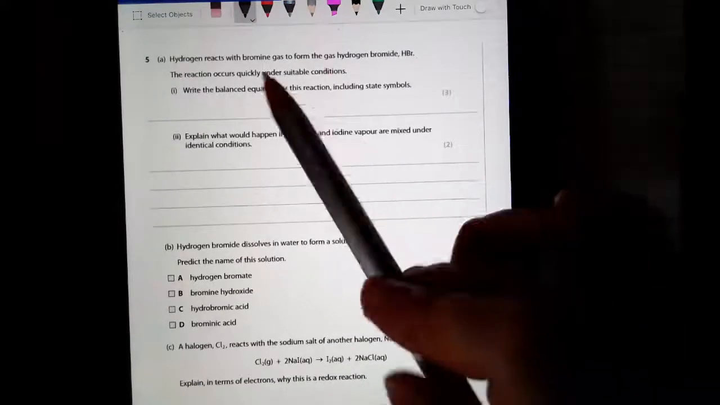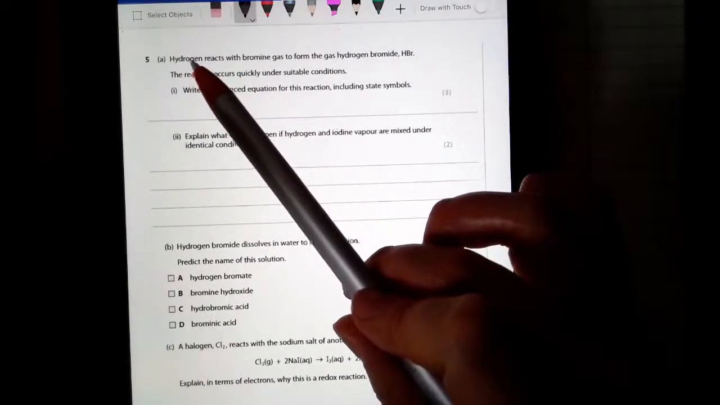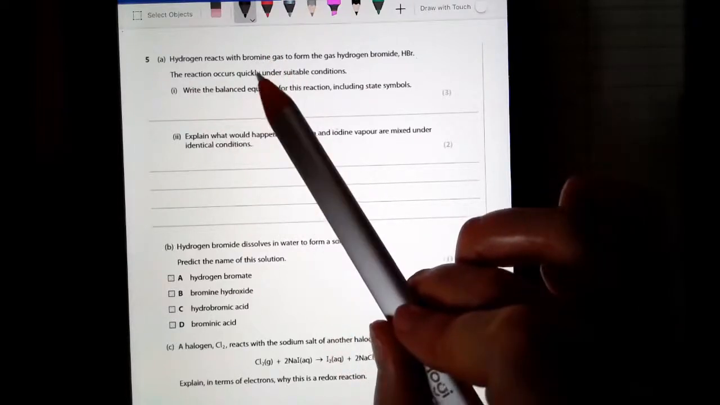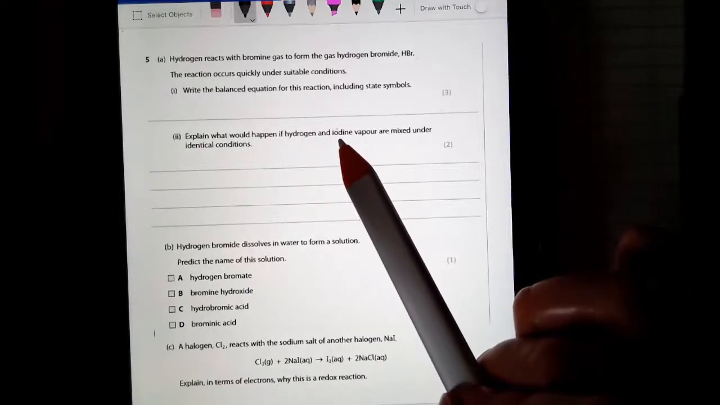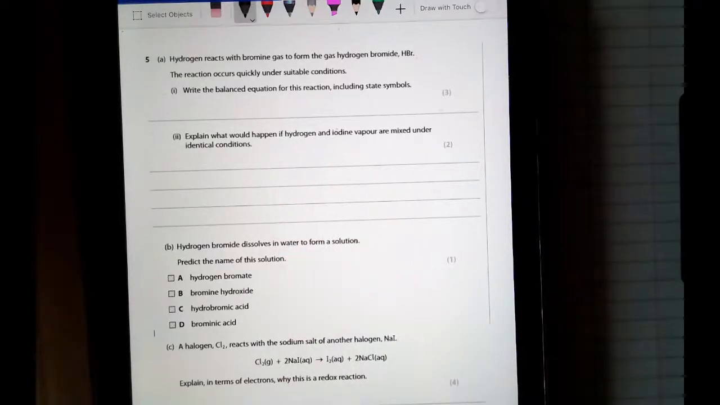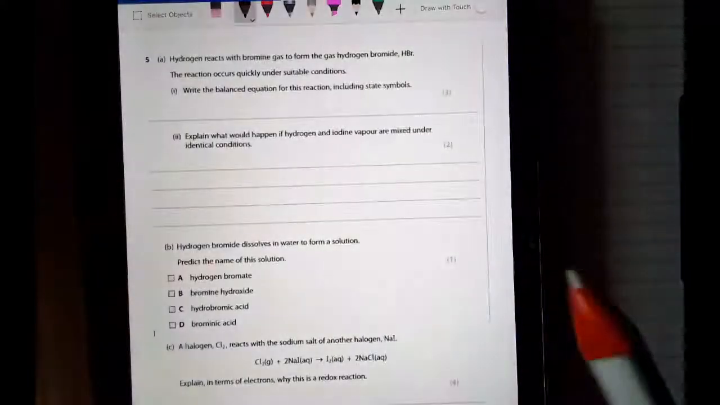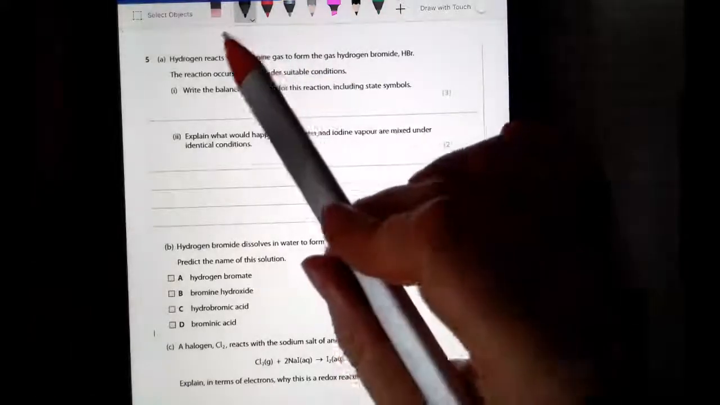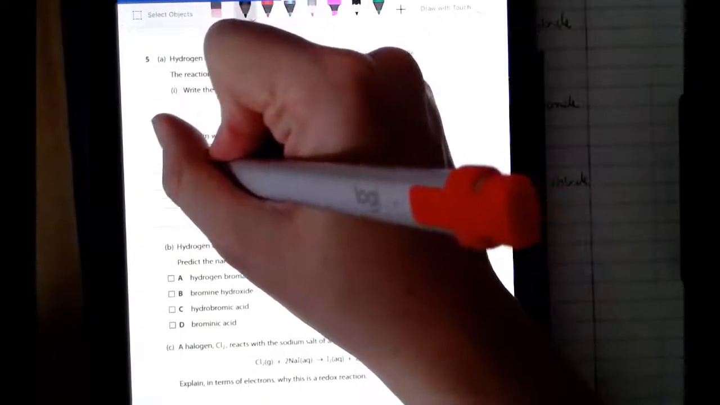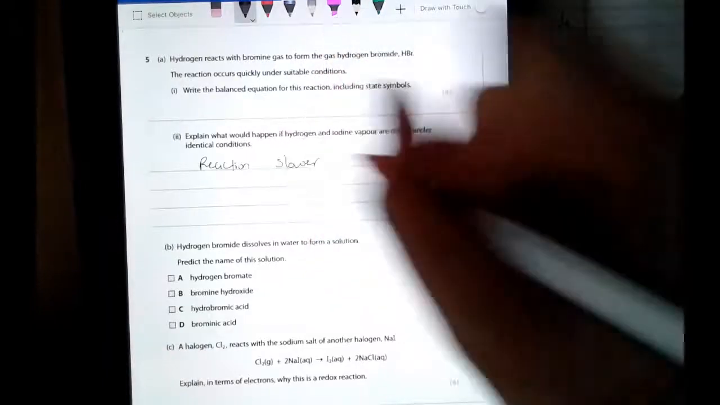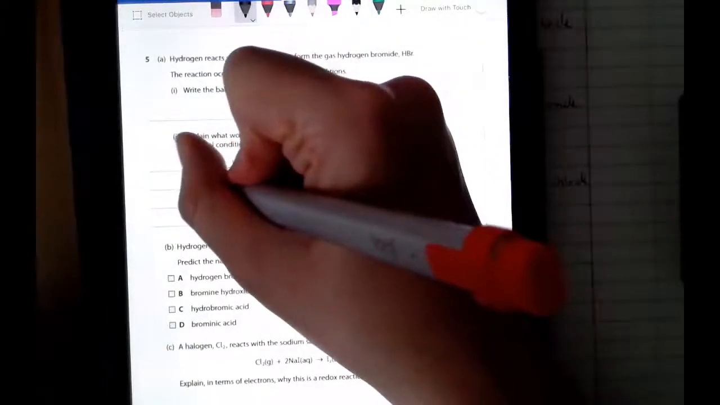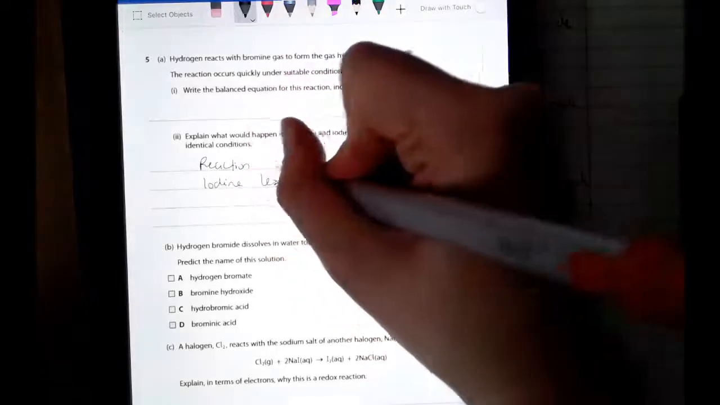This reaction here tells you that you react hydrogen with bromine and that the reaction occurs quickly. You're then asked, what would happen if hydrogen and iodine reacted under identical conditions? Using your periodic table, you can see that iodine is less reactive than bromine. If it's less reactive, then instead of the reaction going quickly, you would expect it to go slower. So I would say that the reaction should be slower, because iodine is less reactive than bromine.